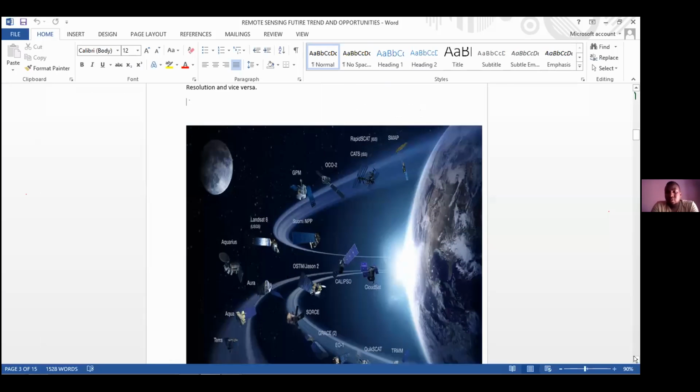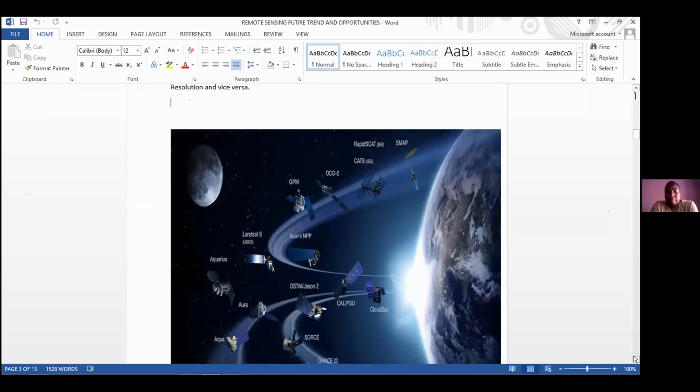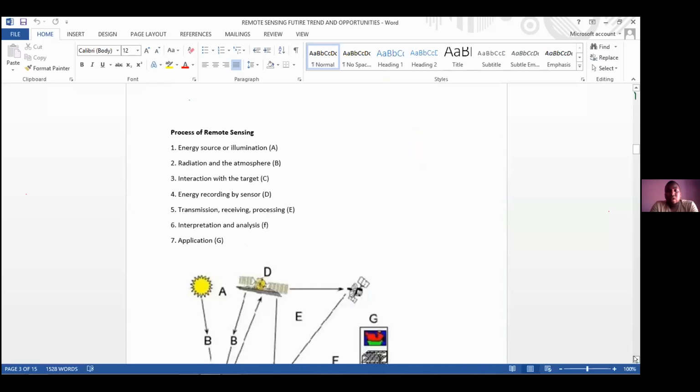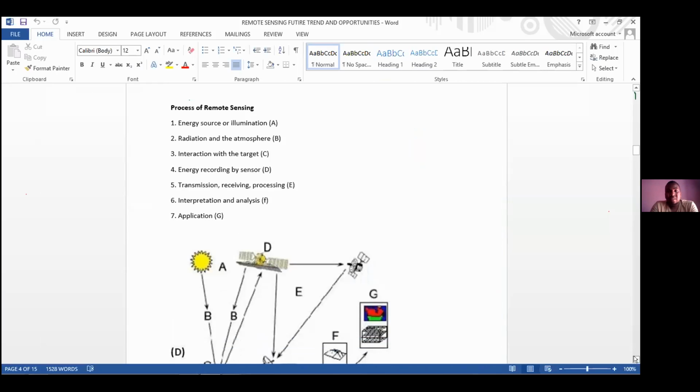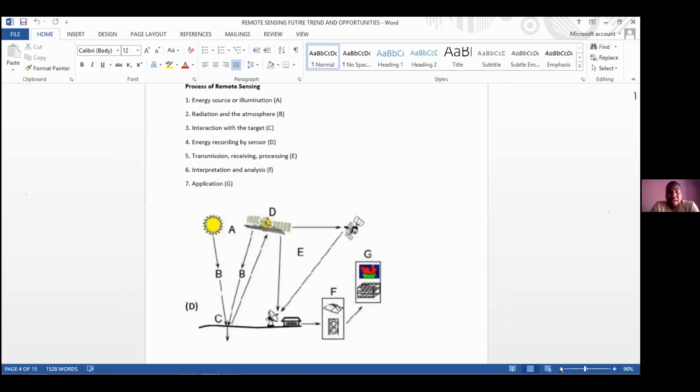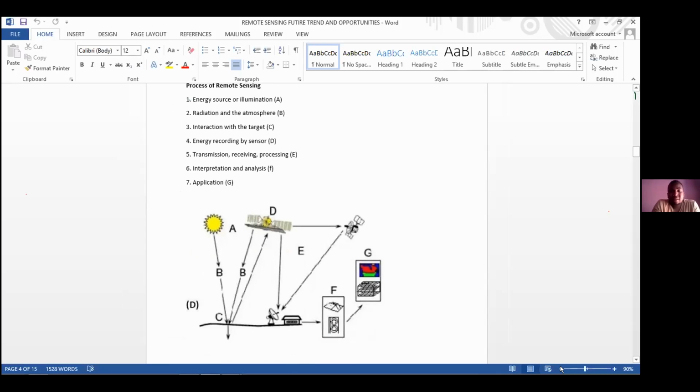So let's look at the next thing. The next thing, we're going to look at the process of remote sensing. Here is where I want you to pay much attention, because I need you to understand how remote sensing works. You need to know how it works from the sun to getting the final information, that's data.